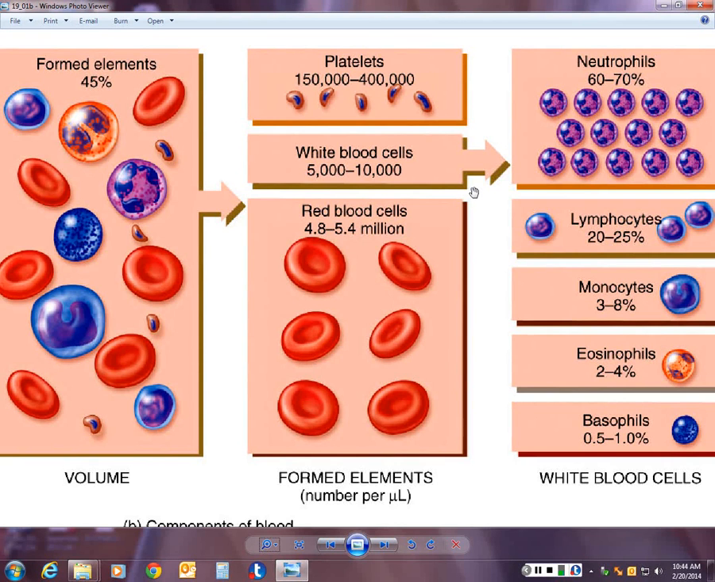At some point, you're likely to see me ask you, which of the white blood cells is the most numerous, or which is the least numerous, or something like that. And that would be beneficial in that situation.